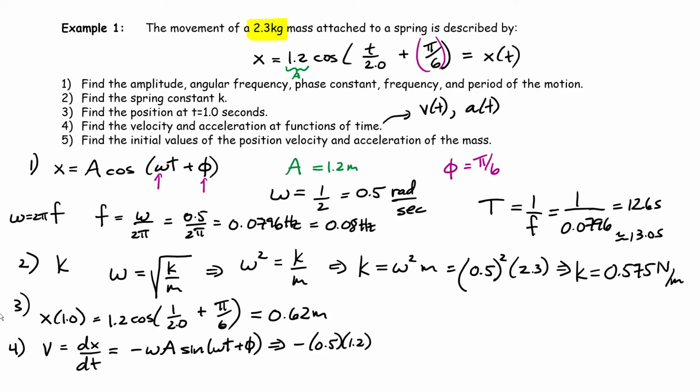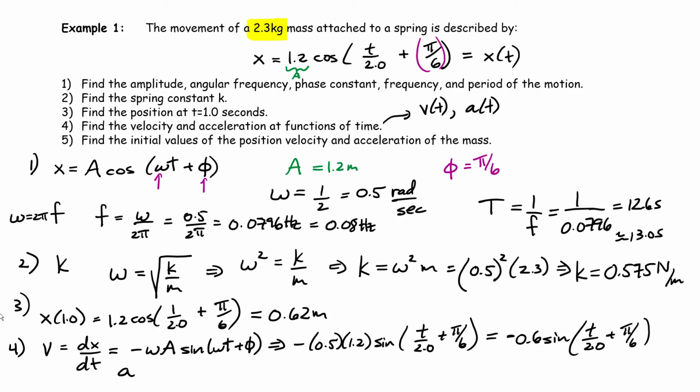The amplitude was 1.2. Now we have sine, and notice that the omega is exactly the same, so everything inside the bracket has to be the same. This is t divided by 2, and still plus the same phase angle. So you substitute any amount of time in here, and you're going to get the velocity. So here you get minus 0.6 sine of t over 2 plus pi over 6. All right, great. And the last part here was to find the acceleration now.